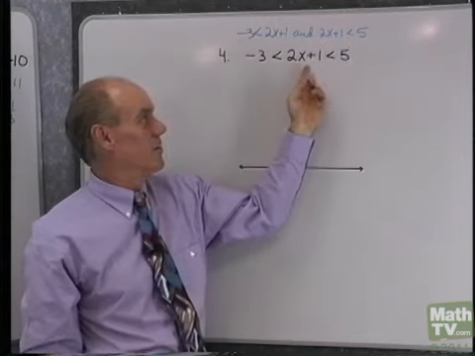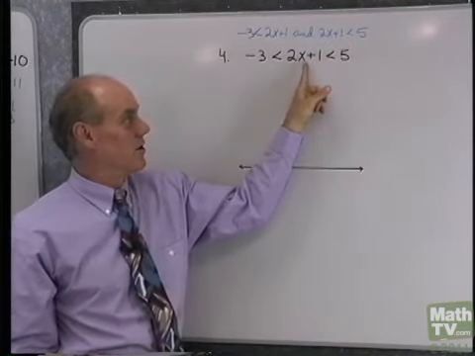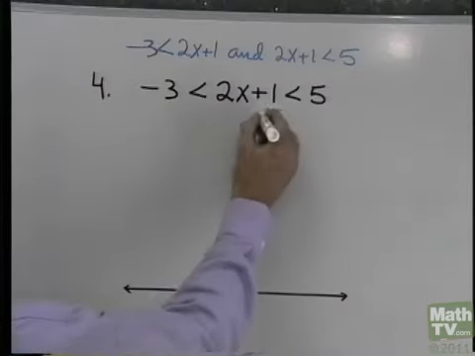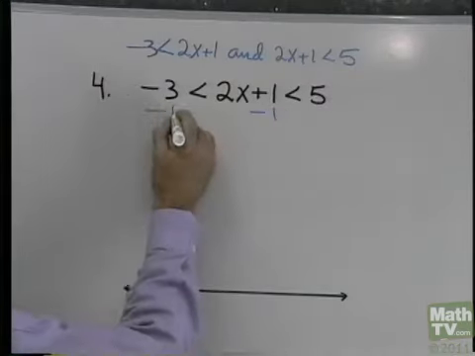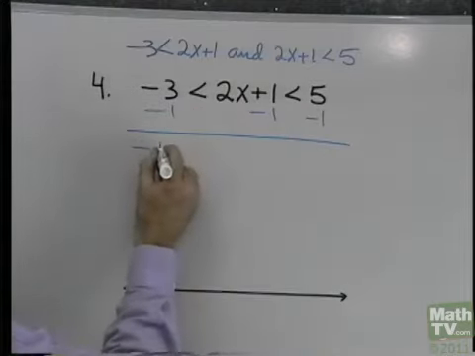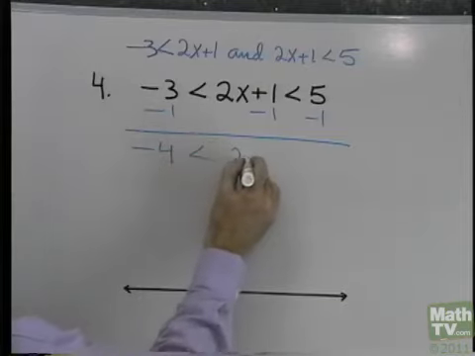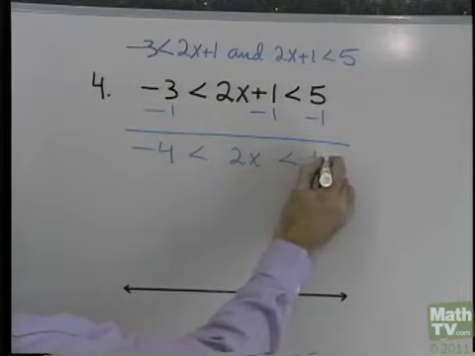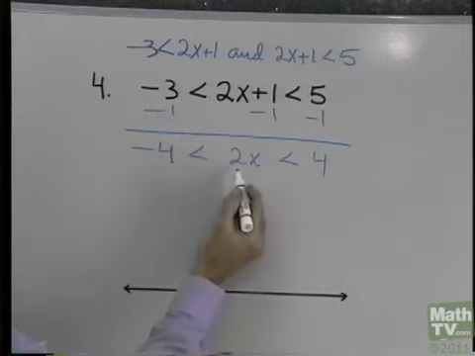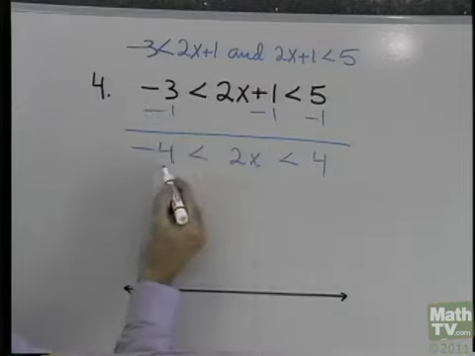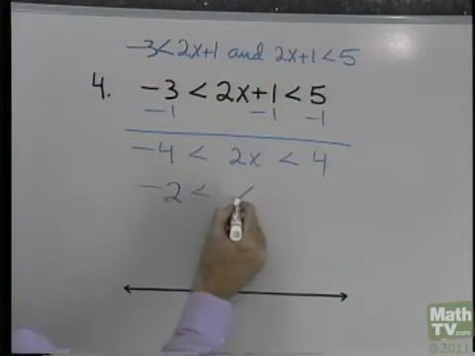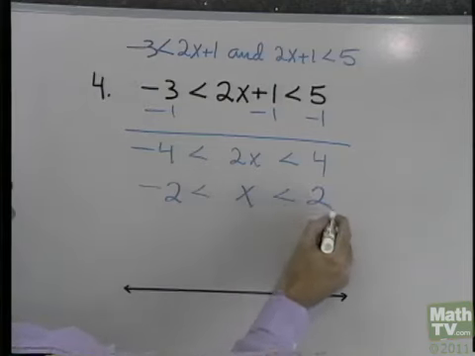So I'll solve this by doing whatever I do to the center expression to the two outside expressions also. So first of all, I'm going to add negative 1 out here and negative 1 out here. That gives me negative 4 less than 2x less than positive 4. So I add negative 1 to all three members of this inequality. Next, I divide all three members of the inequality by 2 to isolate x here, and I have negative 2 less than x less than positive 2.